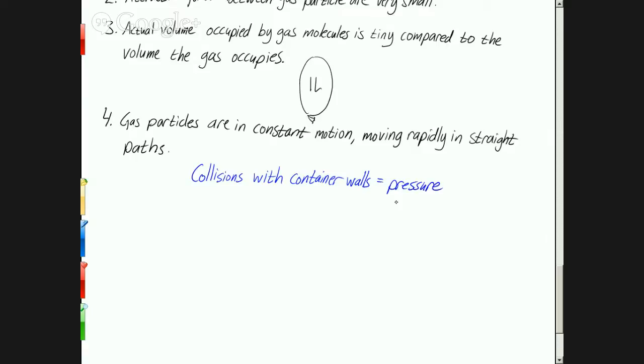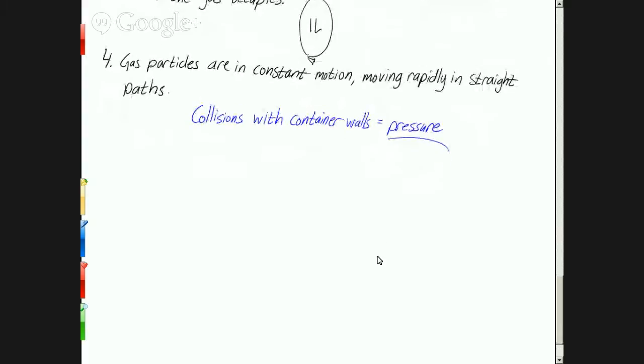Is that the fifth one, or is that? This is part of the fourth one. So this consequence of this constant motion is that we now have something we call pressure. So whenever we talk about an increase in pressure, what we're saying on a molecular level is there are more molecules hitting the walls, or they're hitting the walls more. Anyway, an increase in pressure means an increase in collisions of the molecules with the walls. That's what's so important about this one.